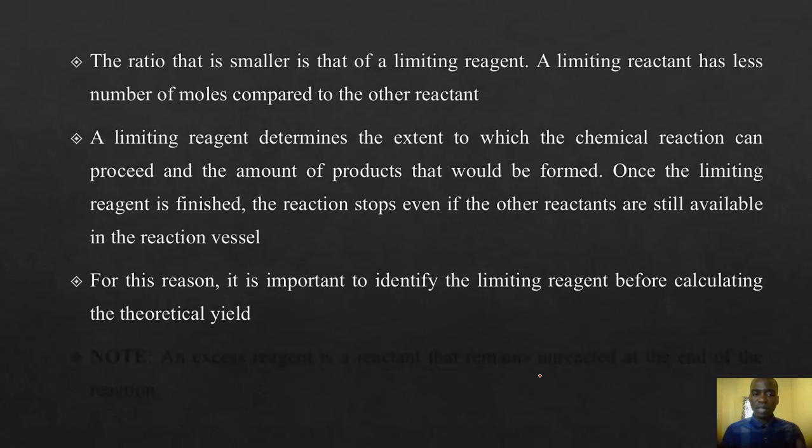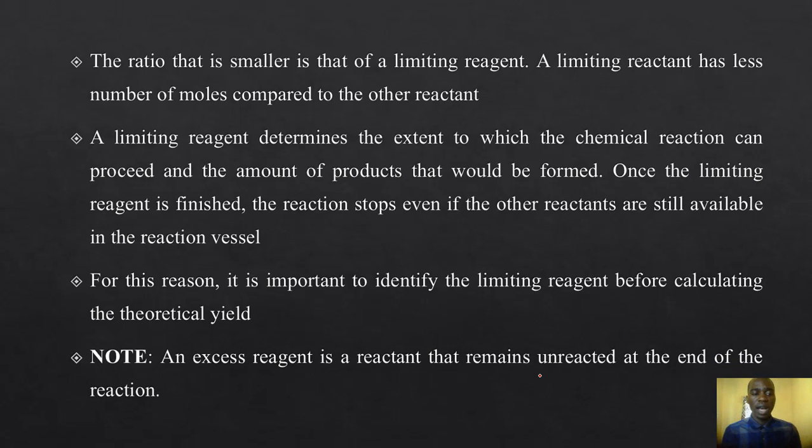Now, the opposite of a limiting reactant is what we call an excess reagent. An excess reagent is a reactant that remains unreacted at the end of the reaction. Now, you have two reactants: you have water, you have meal. As long as you are adding that meal to the water, there is some sort of reaction taking place, and the water is slowly changing into some solid stuff. But as long as the meal finishes, the reaction stops. It will stop at the extent where it has reached. It will no longer keep on getting harder and harder.